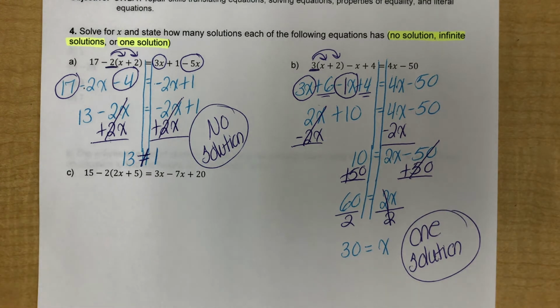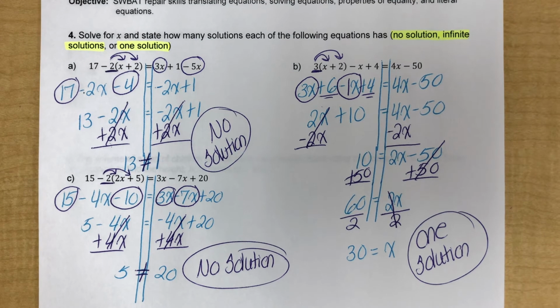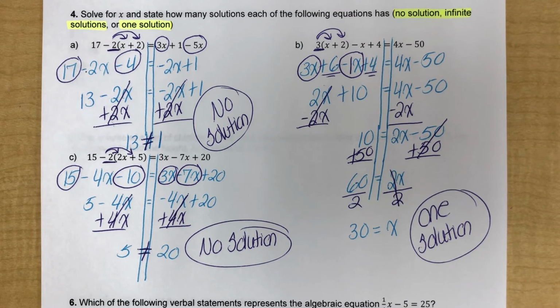Okay, I want you to try C on your own, and then we'll check back for that answer in a minute. All right, here's the answer to C. You should have had no solution when you solved all the way through. You should have had different numbers on both sides, so we know that that would have been no solution.